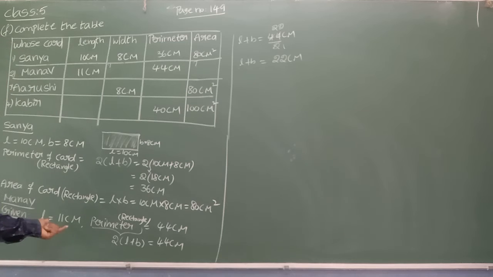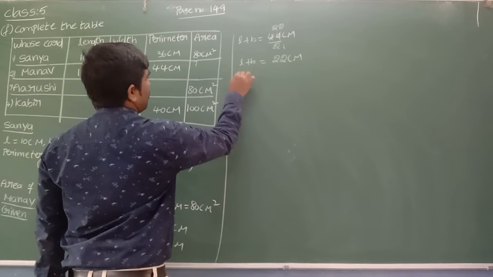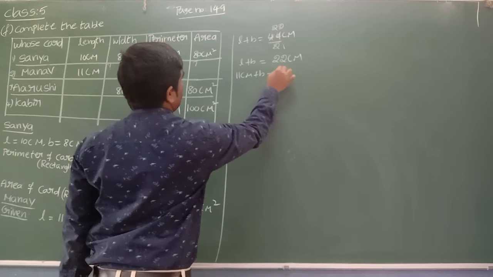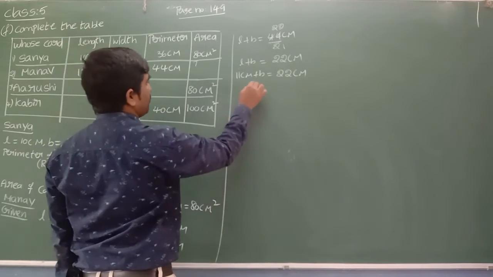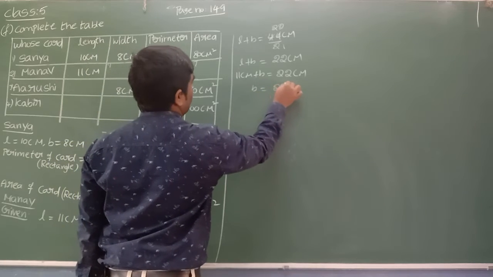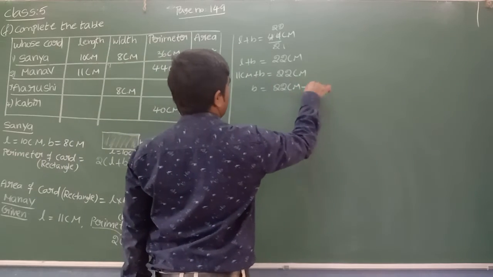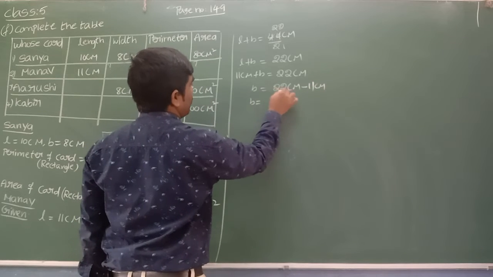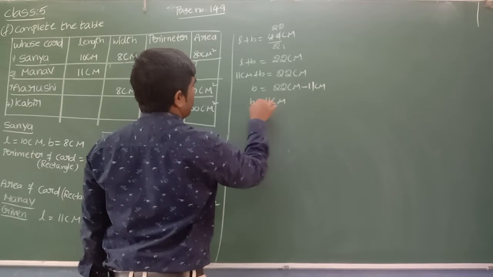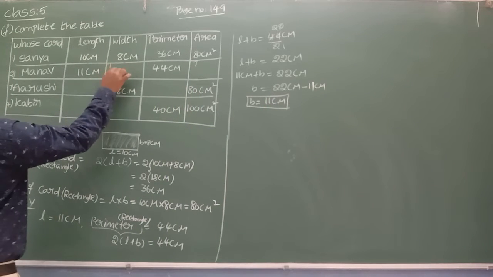And here they said the length is equal to 11 centimeters. Now substitute: length is 11 centimeters plus breadth is equal to 22 centimeters. Now we need to find the breadth. Breadth is equal to 22 centimeters, and 11 if I transpose becomes minus 11. So breadth is equal to 22 minus 11, which gives us 11 centimeters. So breadth is equal to 11 centimeters.